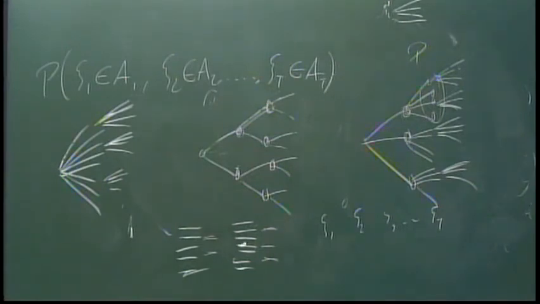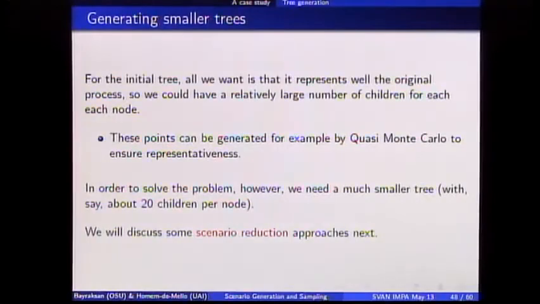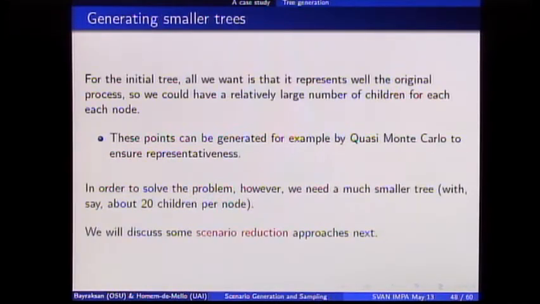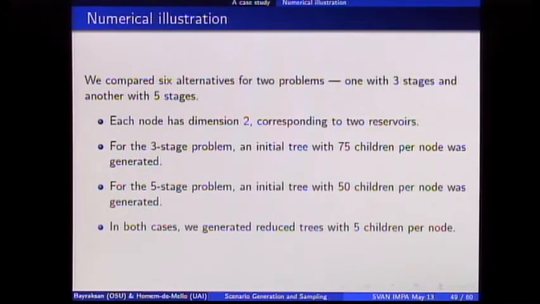So the initial one we generated using quasi-Monte Carlo in this case, right? So let's see, then we apply this variable scenario reduction. I wanted to show some, I mean, very limited computational results. It's just to give an idea of how those things behave, right? So all these variable scenario reduction methods. We compare 6 alternatives, right? One for a problem with 3 stages, the other is a problem with 5 stages. We have 2 reservoirs in this case, so the random variables have dimension 2, right?